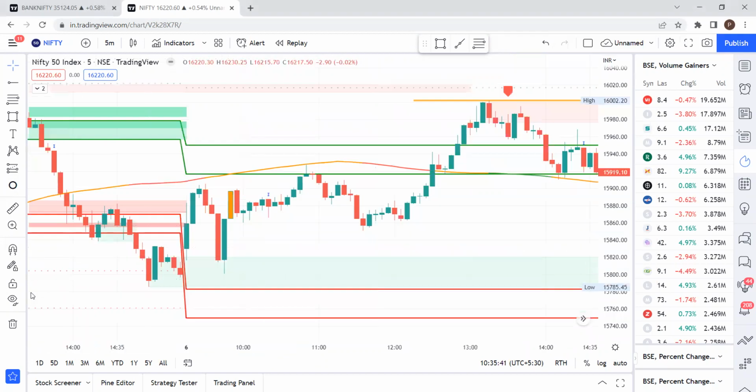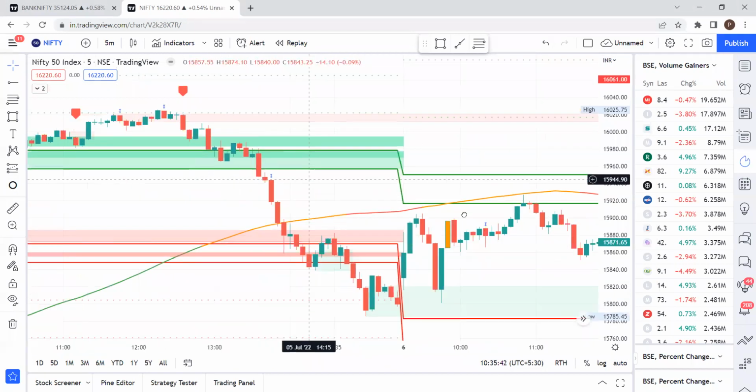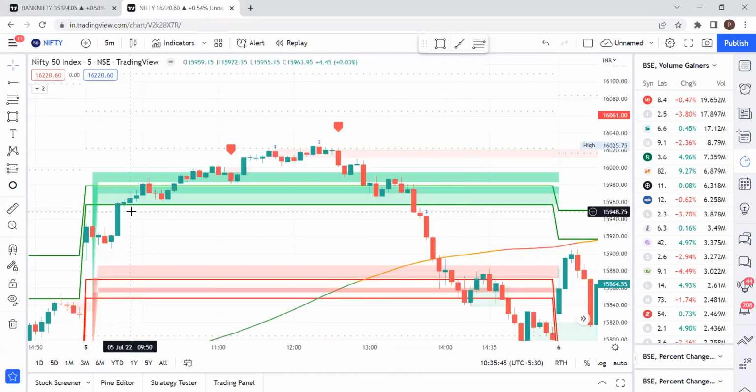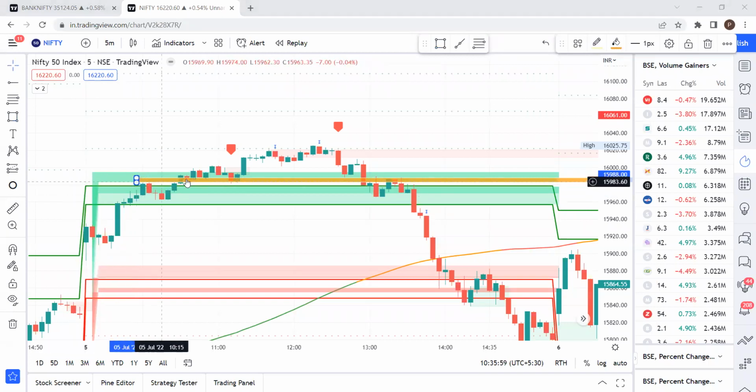Again, I'll go back here. Let's say in this case, it went all the way up, right? It went all the way up. And then you got a reversal candle here. We got a reversal at this area. Just mark this area. You just mark this area and take a trade.